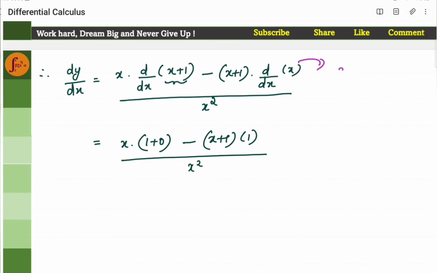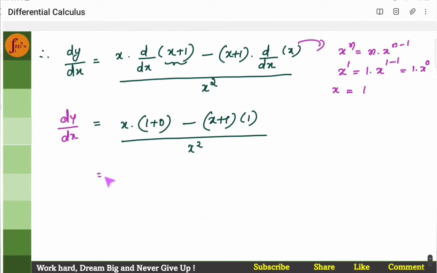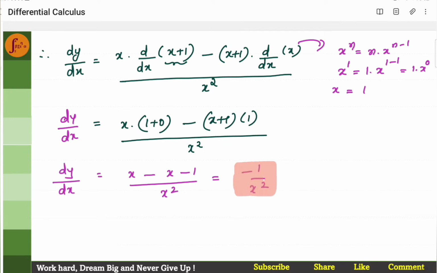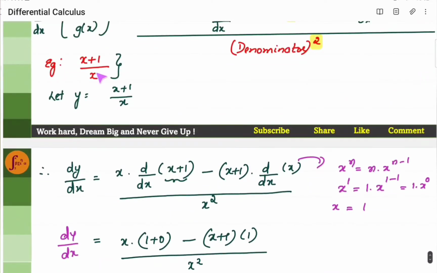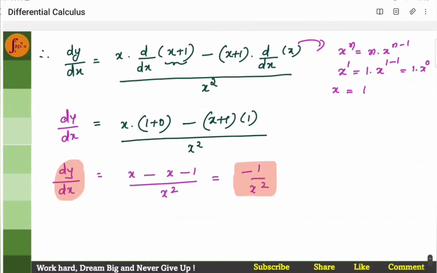We have applied the formula: derivative of x to the power n is equal to n into x to the power n minus 1. So we have x here. There's nothing in the power, so we assume it's 1. So n is equal to 1. 1 into x to the power 1 minus 1, which is 1 into x to the power 0. Anything to the power 0 is 1. So we get 1. So the derivative of x is 1. So this will be x minus x plus 1 by x square, which is minus 1 by x square. So this is the derivative of this particular function. The derivative of x plus 1 by x is minus 1 by x square.